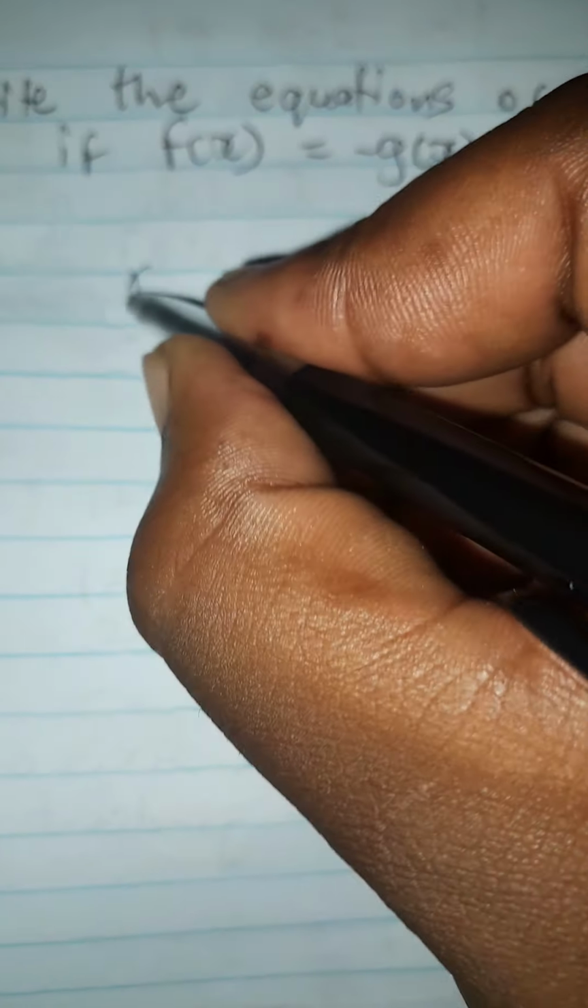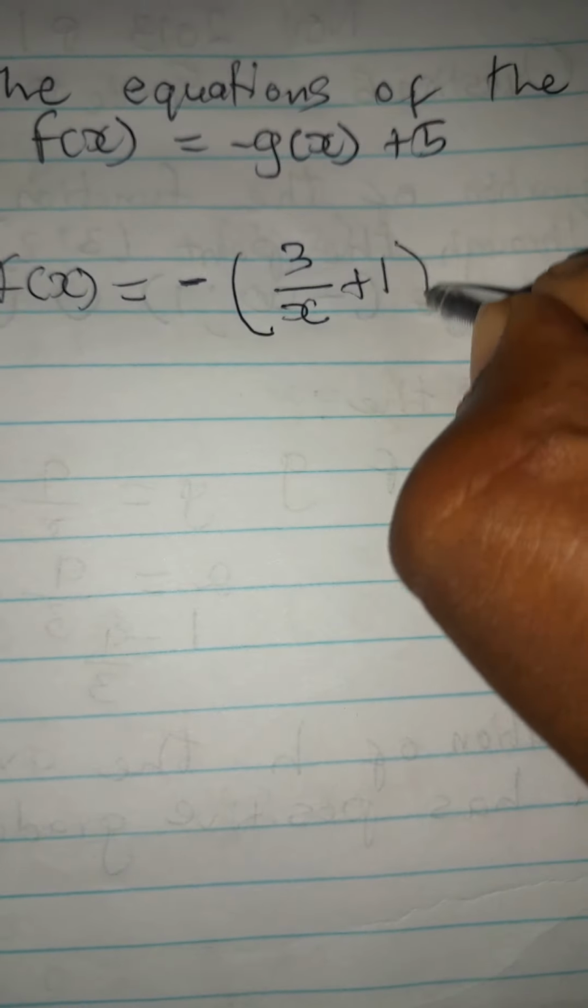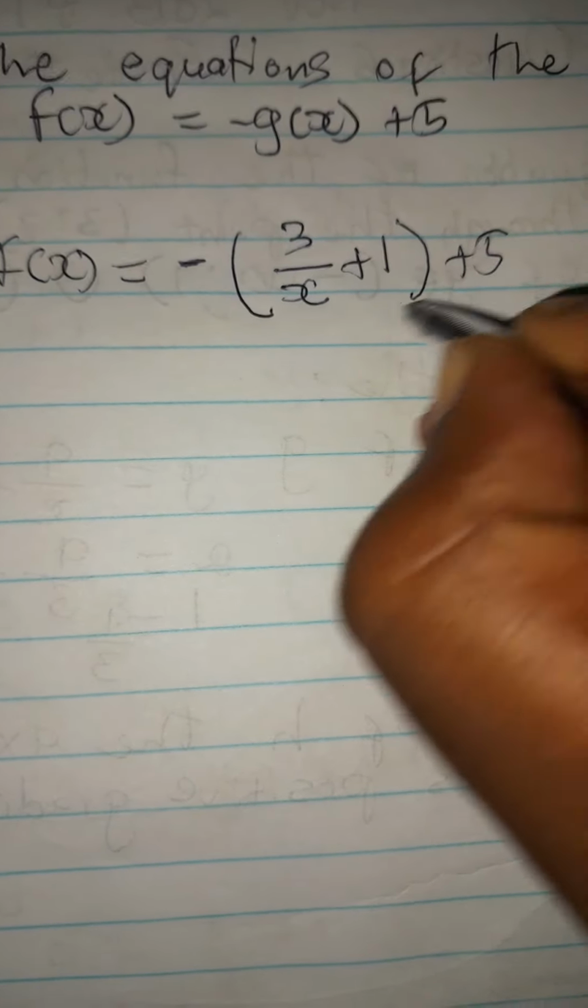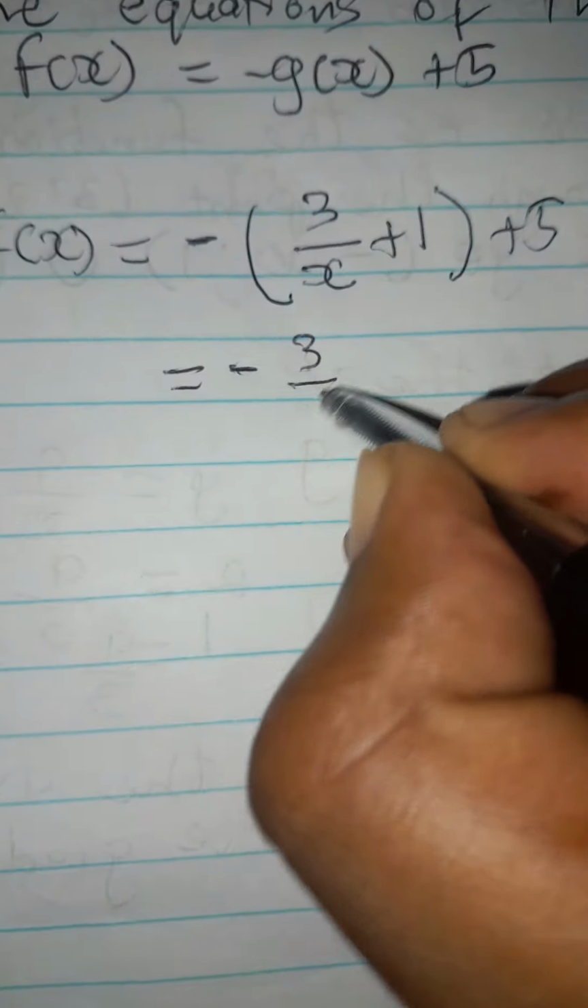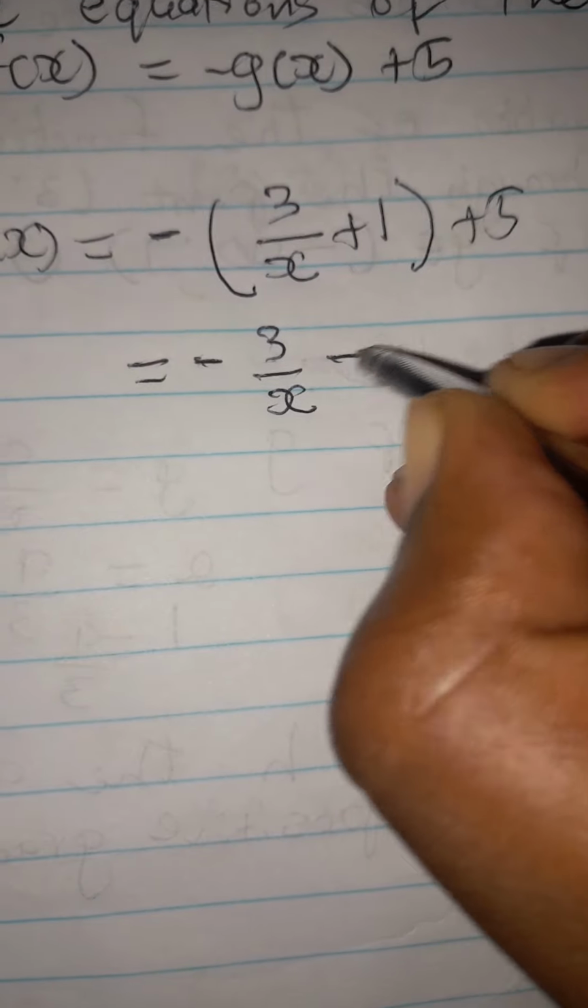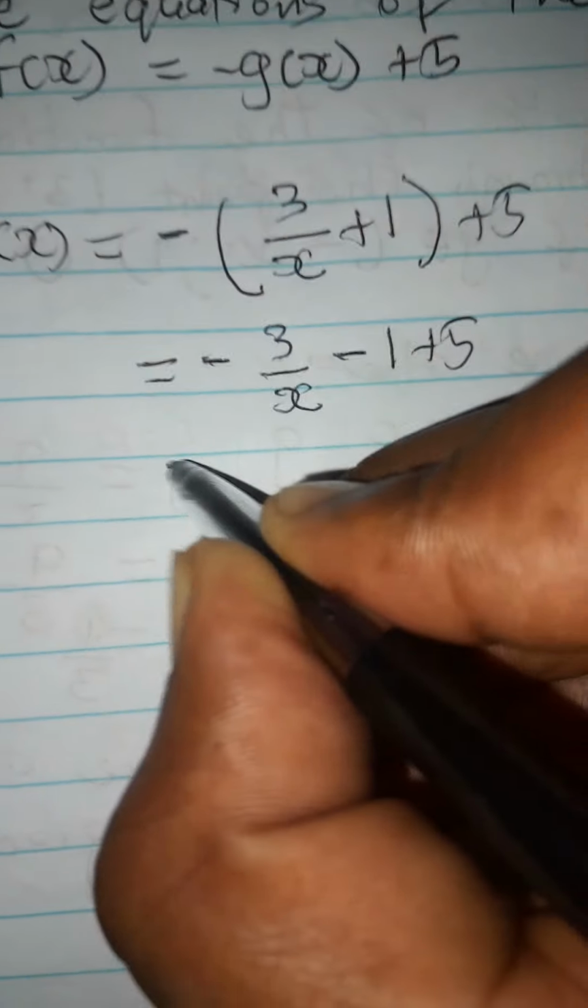Write down the equation of the asymptotes if f of x is given as negative g of x plus 5. How many marks is that? That's 3 marks. So what you should do, we are given f of x here. We need to find f of x. Remember that g of x we were given as 3 all over x plus 1 plus 5, right? So this negative will affect everything that is inside the bracket. We are going to have negative 3 over x minus 1 plus 5.